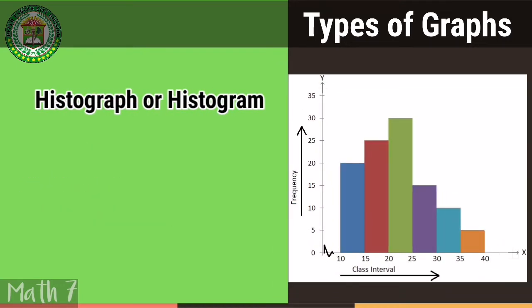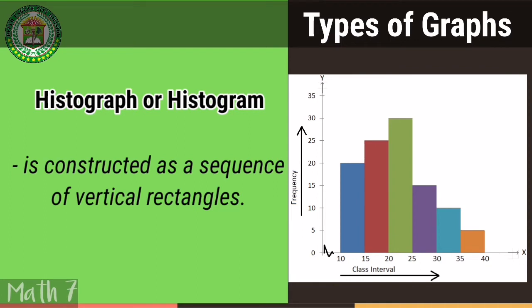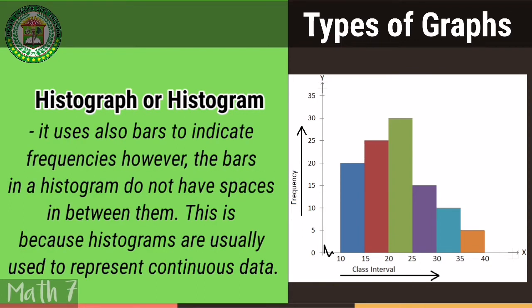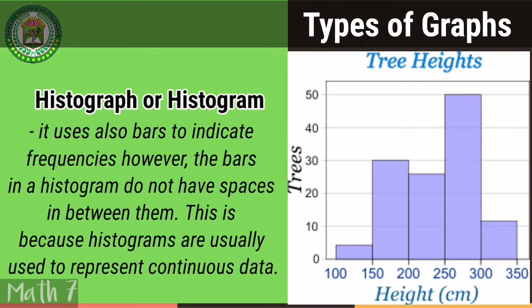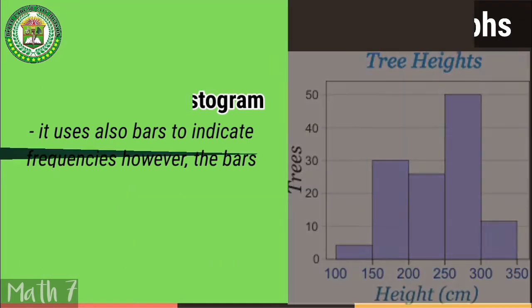Histogram is constructed as a sequence of vertical rectangles. It also uses bars to indicate frequencies. However, the bars in the histogram do not have spaces in between them. This is because histograms are usually used to represent continuous data.